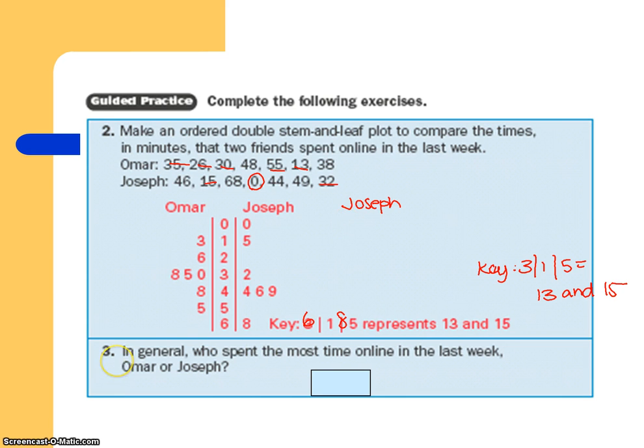There was actually someone that, what did we say? The 2 friends spent online in the last week. Someone spent 0 hours. So who spent the most time online in the last week? I would say that it was Joseph. You can see he had 68. If you add these all together, you can see he spent the most time online last week.